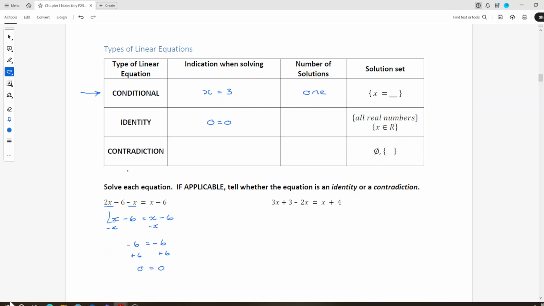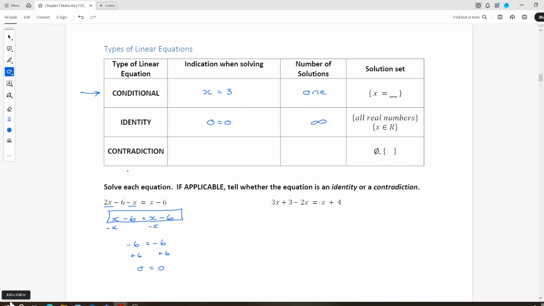I mean, if you think about that at this step, right? If I was to put in x is 7, 7 minus 6 is the same as 7 minus 6. No matter what I'm putting in for x, I'm subtracting 6 on both sides. So the answer is going to come out the same, which means there's actually an infinite number of solutions. Any value of x is going to make this equation true.